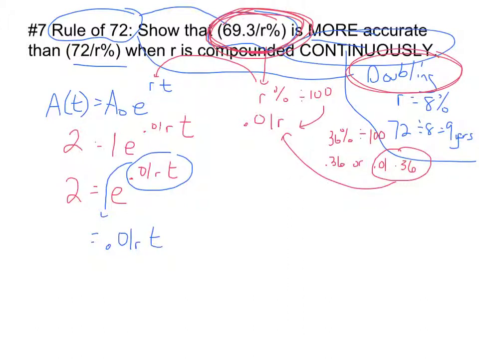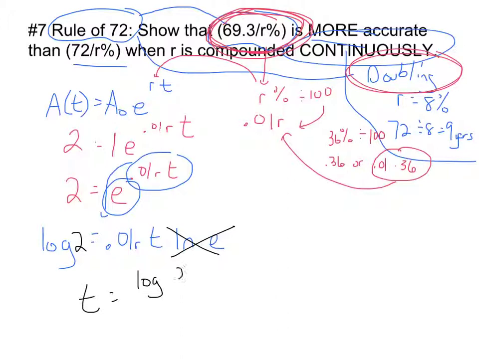But am I going to take the log or the natural log? Well, since there's an e, we need to do a natural log. Oh, and look who just showed up. There he is again. Lenny, get out of here. Lenny's always trying to show up to the party. Okay, now we can get t by itself. All we do is divide the log of 2 by 0.01 r.